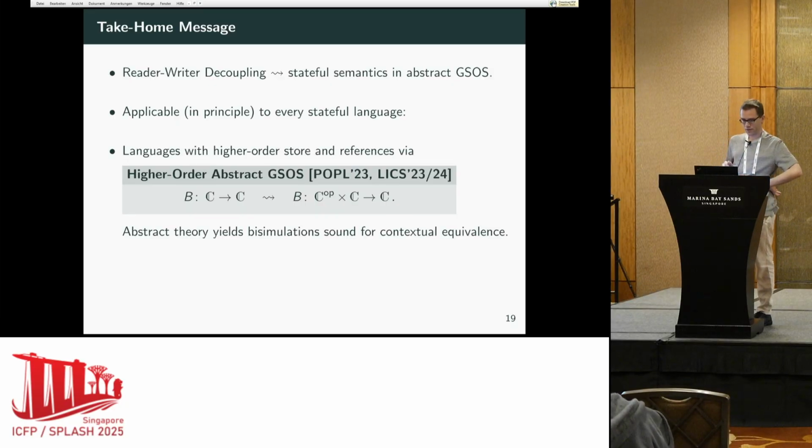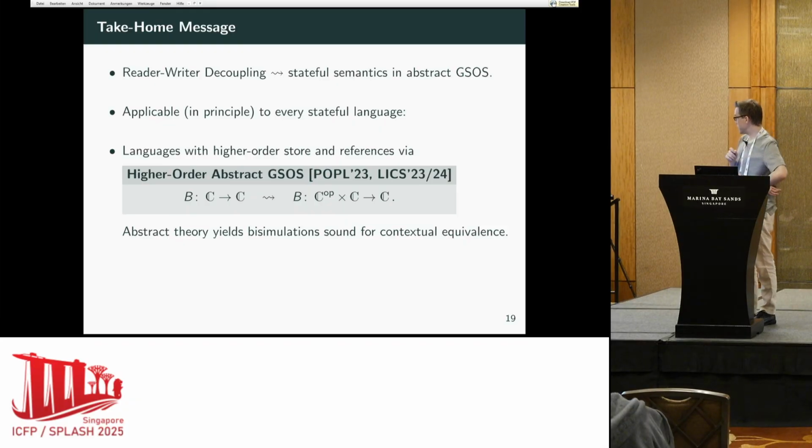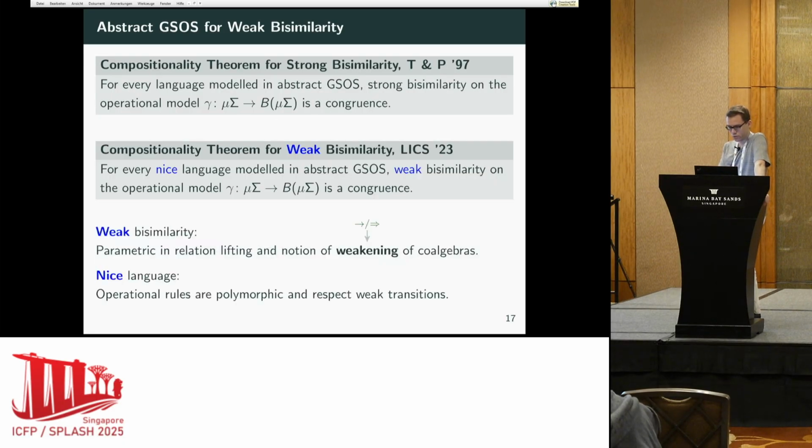And this is also something that we did in the paper, and I don't have the time to go into details here, but in this recent work, we developed this theory of higher order abstract GSOS, which is GSOS for higher order languages, based on the very simple idea of replacing this behavior endofunctor by a suitable behavior bifunctor that is contravariant in the first component and covariant in the second component. And maybe I can give you the gist of why it's a bifunctor.